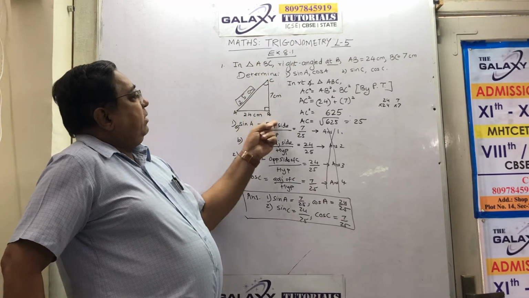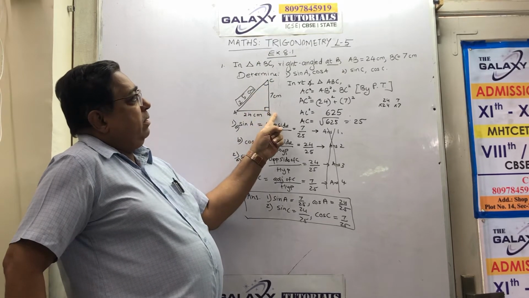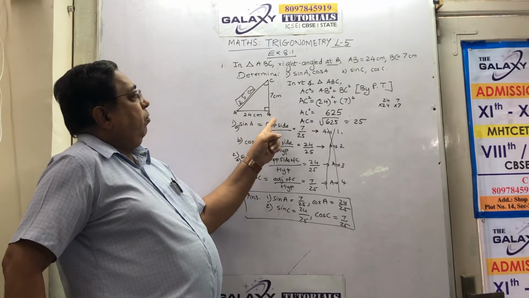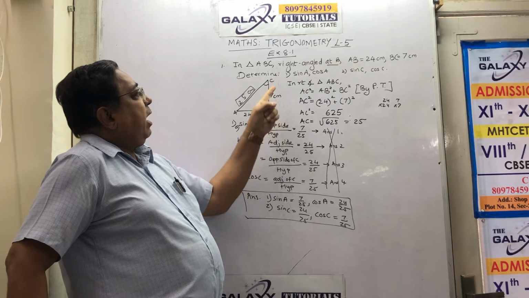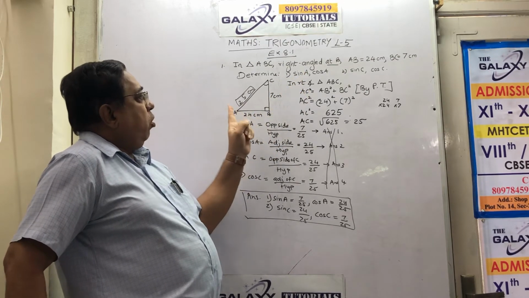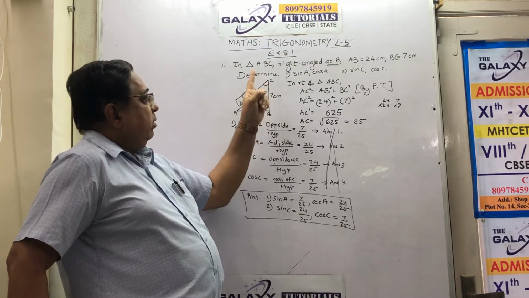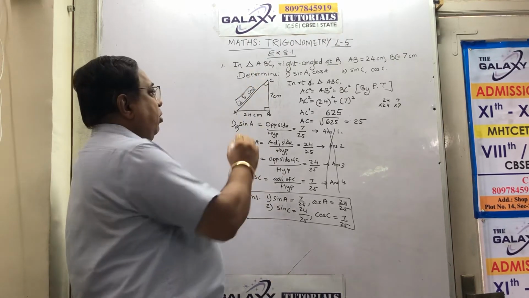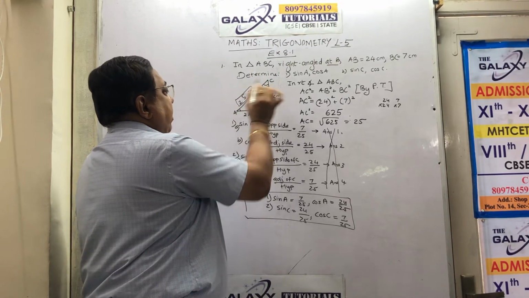In triangle ABC, right angle at D, AB is 24, BC is 7, and I have to find sine of A, cos of A, sine of C, cos of C. Remember, A and C are not the same. These are separate angles.